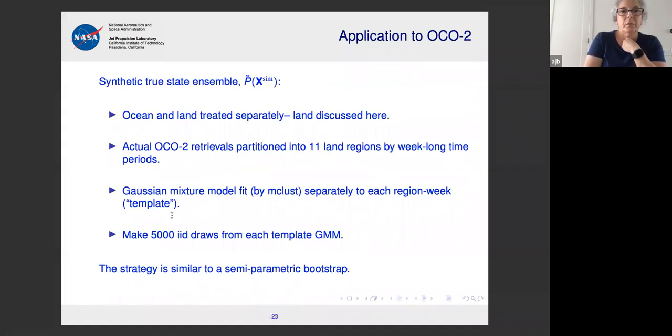Okay, so what we actually did with OCO-2 was we decided to create two different synthetic true state ensembles, one for land and one for ocean, because the physical properties of those two are quite different.